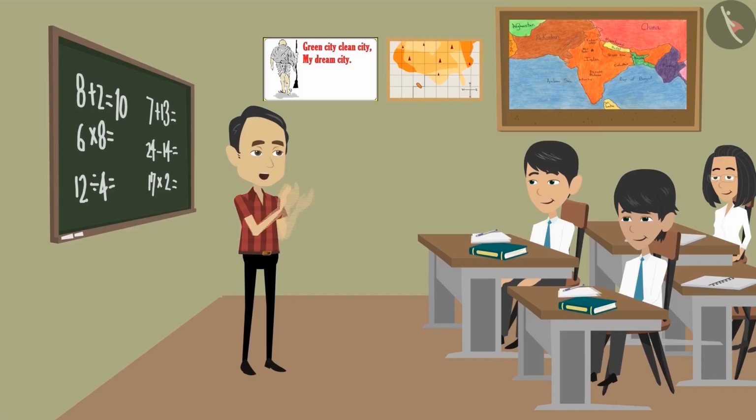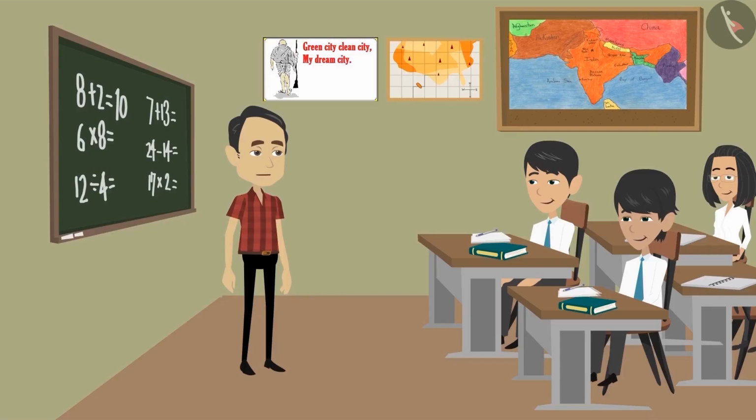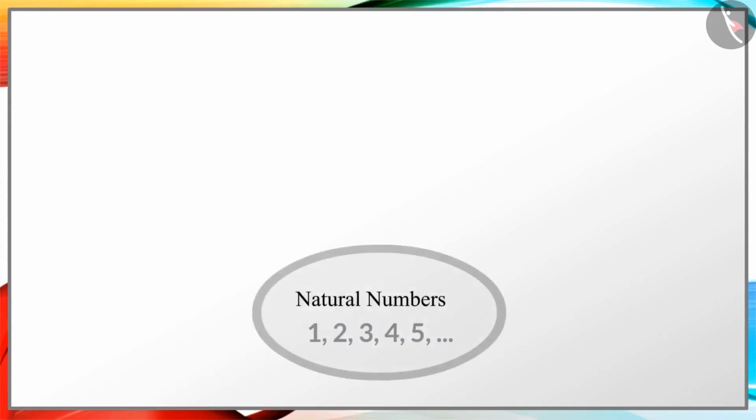Well done, Rahul. Children, now let us move ahead and add 0 to these natural numbers. Now, who will tell what we call such a group of numbers? Sir, we call this group of numbers whole numbers.